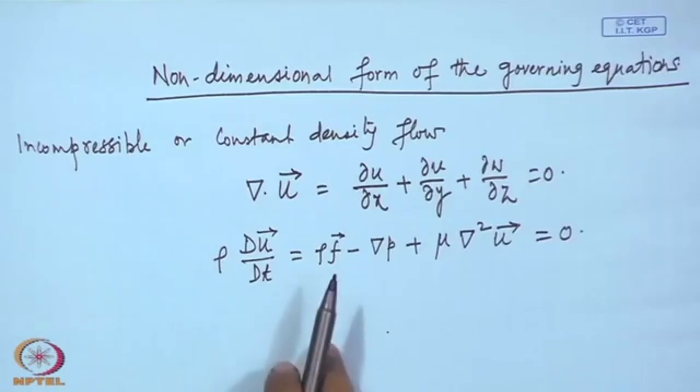Now, to non-dimensionalize this equation, we have to consider certain reference quantities or characteristic quantities. The characteristic quantities or reference quantities are of course problem specific, but we can take some general cases. Like for the length, we can consider a characteristic length, and by this characteristic length we mean a length over which a considerable change in the parameters is observed.